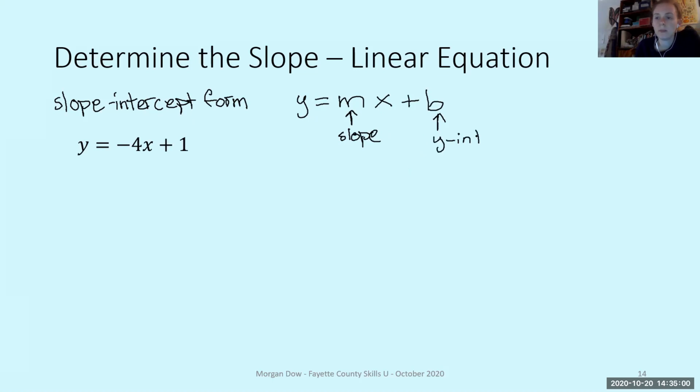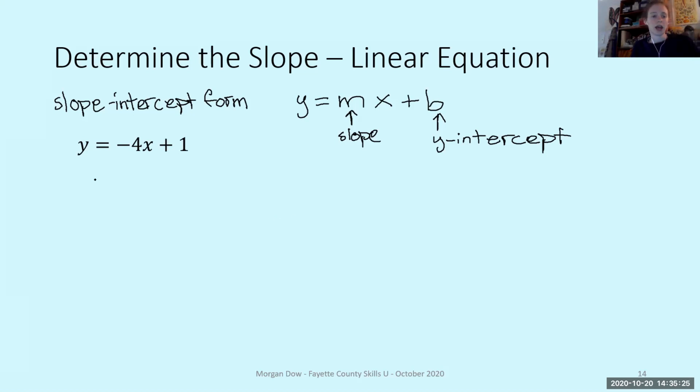We're going to talk more about intercepts next week. But the y-intercept is really just telling you where the line is crossing the y-axis. Intercept means to cross or come together. So the y-intercept is where this function is crossing or touching the y-axis.